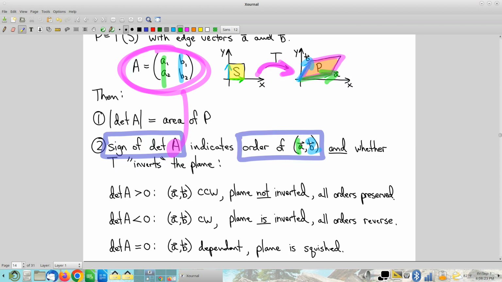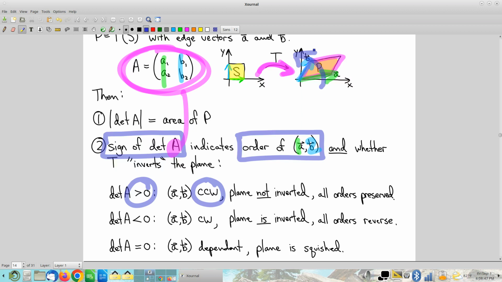And shocking fact, if the determinant of this matrix is positive, let me get back down to here. If it's positive, then this order will be counterclockwise. Another shocking fact, I mean, where'd that come from? How could that be? It's very surprising.